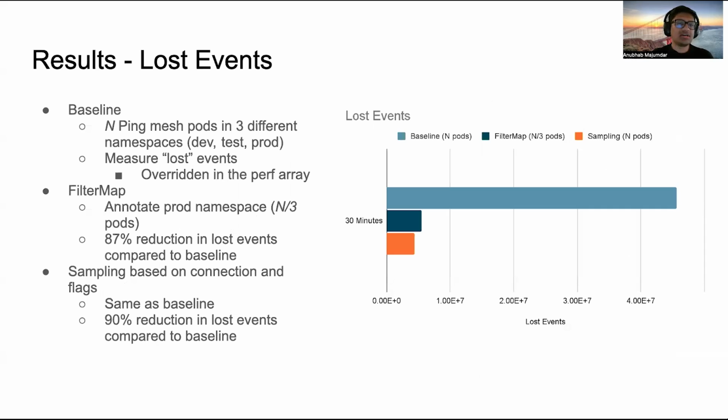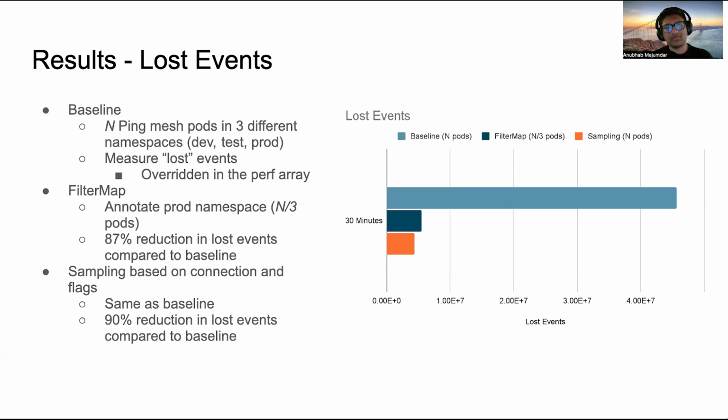So how much does this enhancement that we discussed improve performance? This slide shows the advantage of sampling when reducing missed events from kernel. To create a baseline, we set up a cluster running ping mesh pods, installed Retina without filter map or sampling enabled, and ran it for 30 minutes. During this period, we counted the number of events that got overwritten in the perf array because the user space program couldn't read them fast enough. The light blue line shows the result.